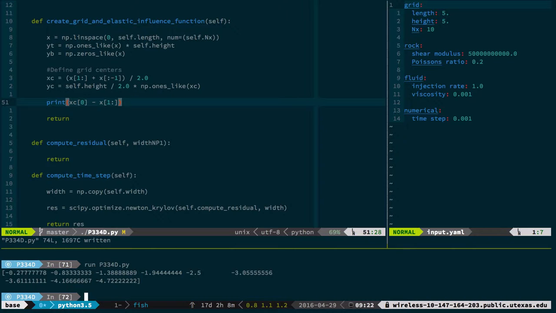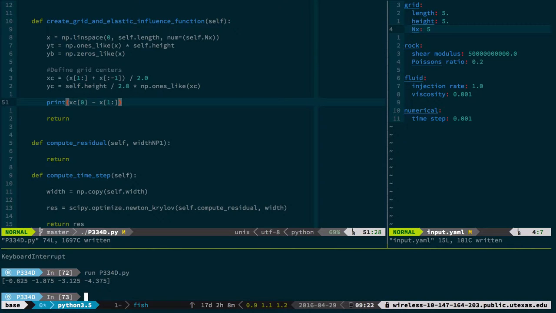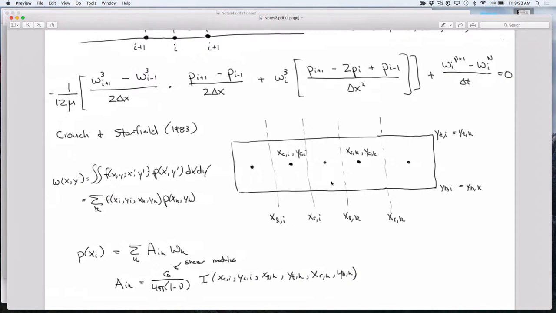Remember, let's take a smaller number of grid blocks so that there's not so many numbers to look at. So I'm just going to go down to 5, so there'll be 4 grid blocks. All I did was take the center of the first one and subtract the right-hand side. Python NumPy is smart enough to let you do that. In MATLAB, I guess you can't do that. You'd have to have a constant vector subtracted by a constant vector. That's a little subtlety.